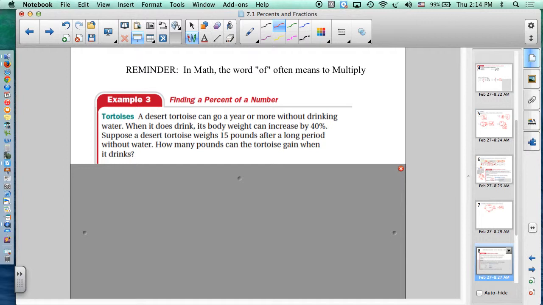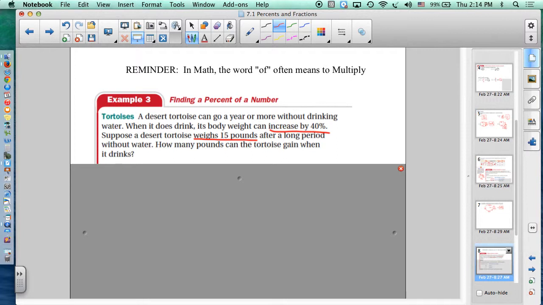Well, it's a big, long paragraph, and what we need to be able to do with a word problem like this is read through it once like we just did, and then go back through and pick out the important parts of that question. Since we're going to be doing the math of it, we need to particularly pay attention to the numbers that are in there. So what we know is body weight can increase by 40%, and it currently weighs 15 pounds.